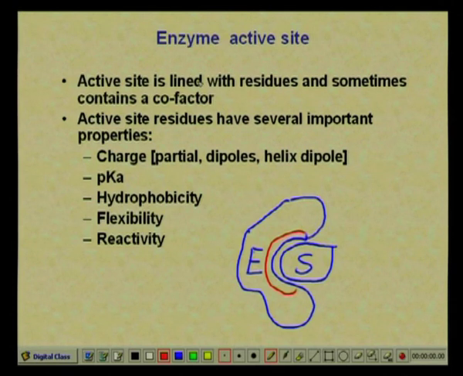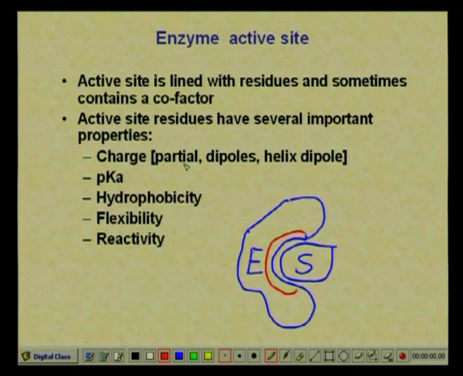So, what do we have? We have the active site that is lined with residues, and it sometimes contains a cofactor. We will see what these mean in a moment. The active site residues have several important properties. Now, this is what we have to be particularly careful about. The residues that are in the active site of enzymes have specific charges.